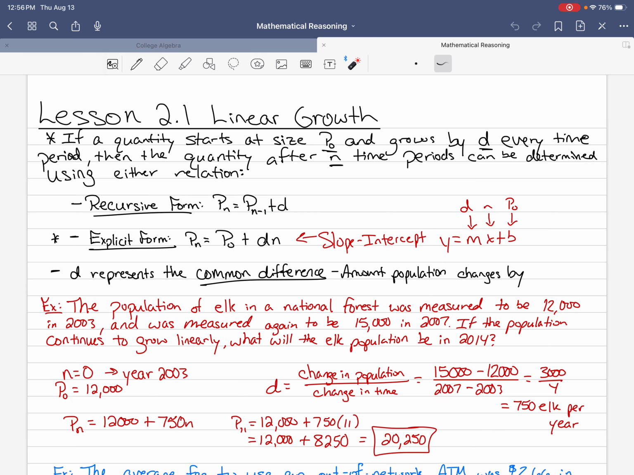Now, that doesn't work so well if you don't know a starting value. This is more like, later on in your sequence, the previous term was this, your difference is this, what's the next one?